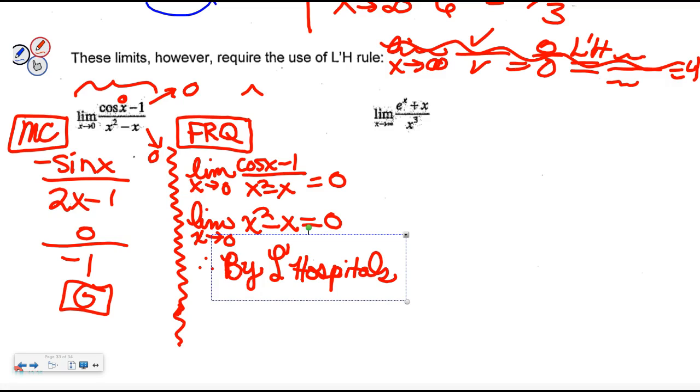Yes, I think it is. That sounds right. Some spellings, like the more old-fashioned spelling, have a little circumflex. But just think "La Hospital." That's why they have an ambulance on their t-shirt back there. It's for L'Hopital's rule. All right, so by L'Hopital's rule, I'll take the limit as x approaches 0.